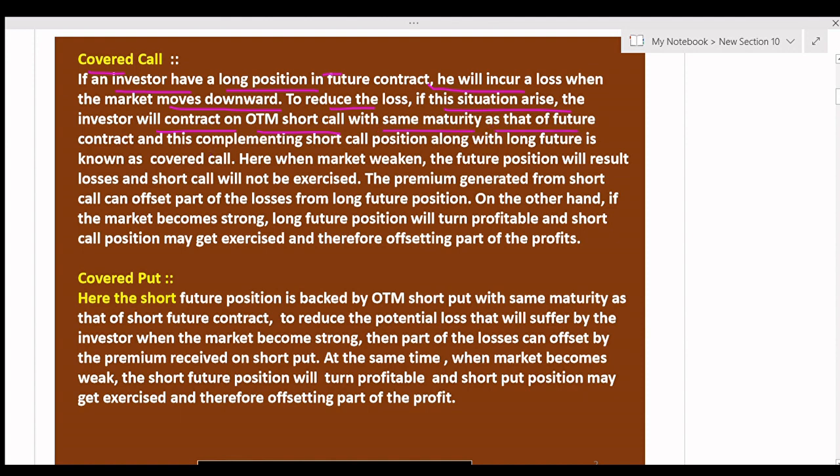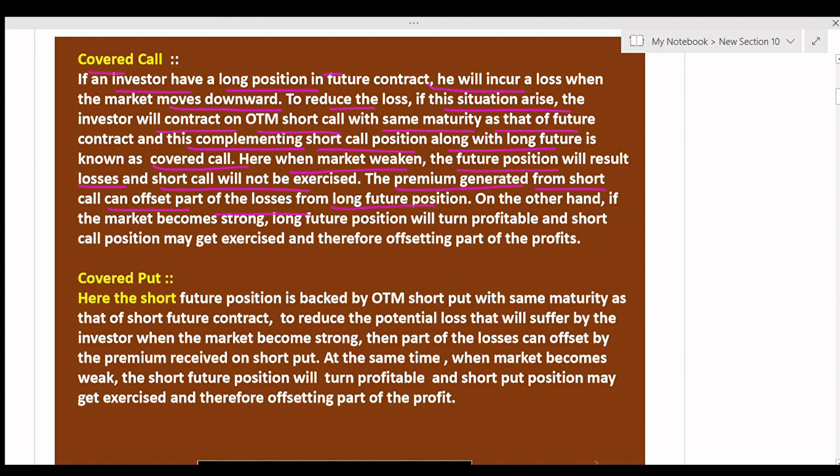that of the future contract, and this complementing short call position along with the long future is known as a covered call. Here, when the market weakens, the future position will result in losses and the short call will not be exercised because the spot price is less than the strike price. So the trader will earn a profit of the premium received. The premium generated from the short call can offset part of the losses from the long future position.